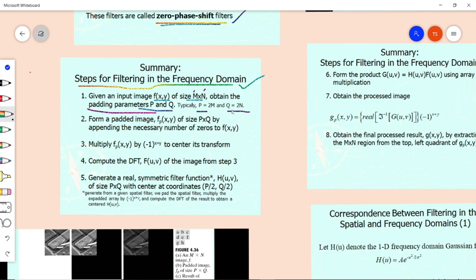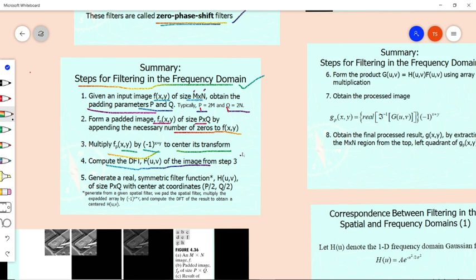The next step is to form a padded image f_p of x comma y of size P by Q, by appending the necessary number of zeros. So this is the second step of filtering. The third step is to multiply f_p of x comma y by minus 1 to the power x plus y to center its transform. Then calculate the DFT, F of u v, of the image from step 3.